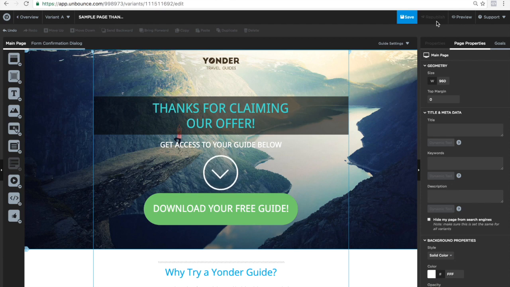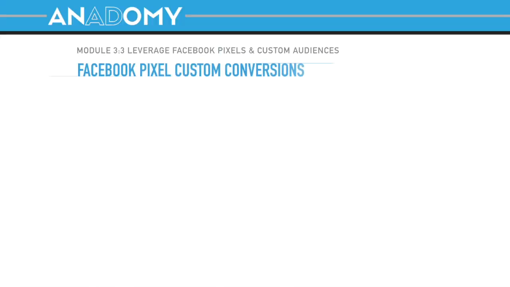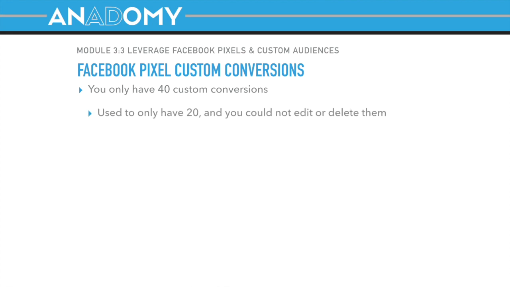Now in addition to the standard events that Facebook allows you to track conversions with, you also have custom conversions that you can set up. By default, your ad account should have 40 custom conversions. Now in the past, you used to only have 20 of these and you could never edit or delete them once you created them. Now you have 40, and although you can't edit it once you've created one, you can delete them, so you don't have to worry about running out of space if you create one and then realize you don't need it later on.